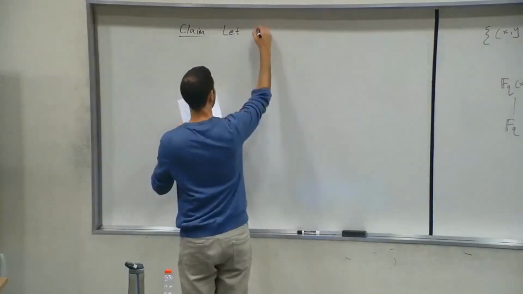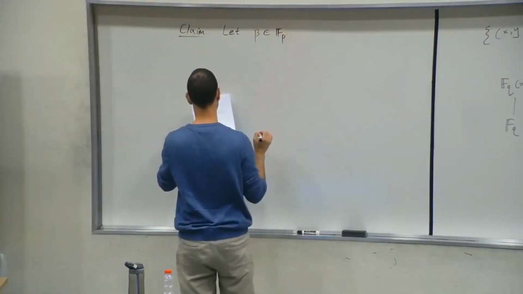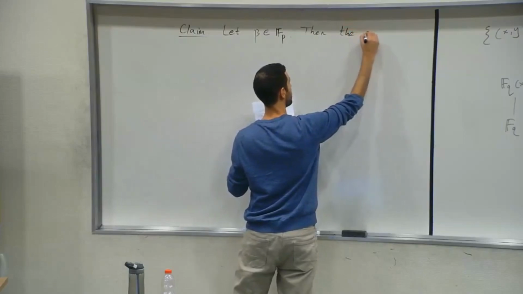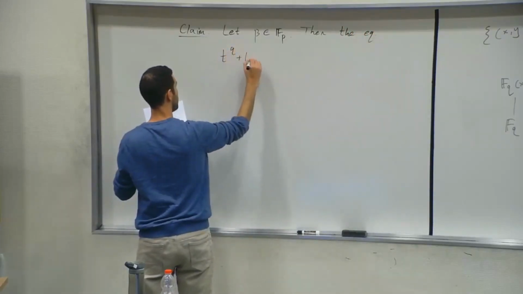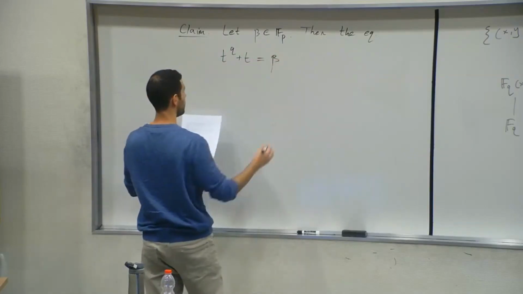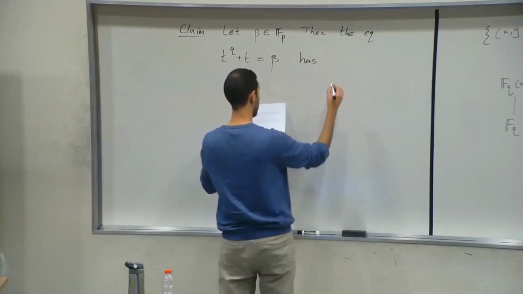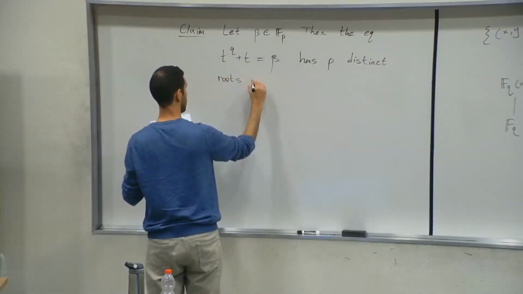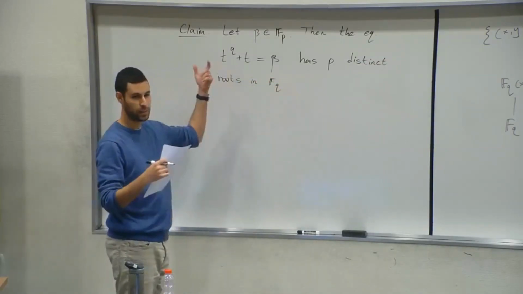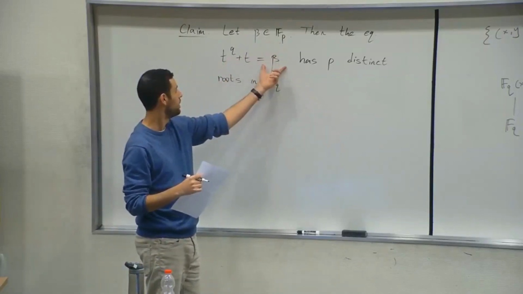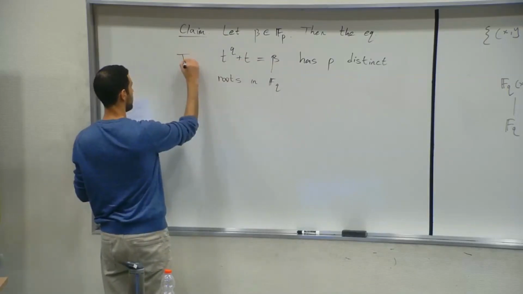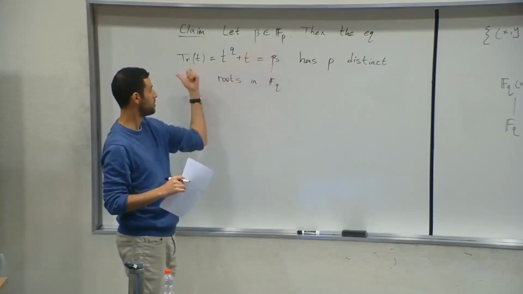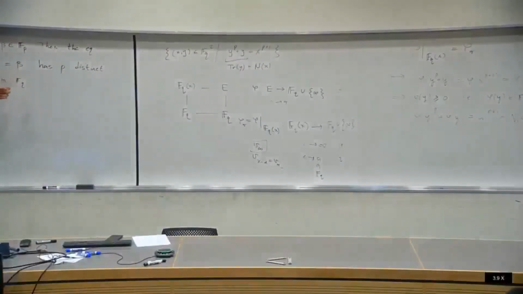So now, claim: let beta be some element in FP. Then the equation t to the q plus t equals beta has p distinct roots in FQ. In other words, if we take any element in FP, then its pre-image, where we replace t to the q plus t with the trace from FQ over FP, is of size p. So take some beta in FP, the pre-image of the trace, all the elements t so that the trace is beta, is of size p.